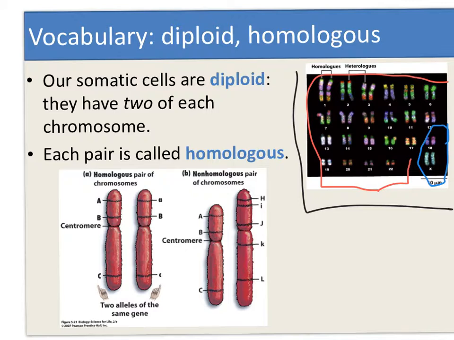Now, our somatic cells are diploid. They have 2 of each chromosome. One copy is from mom, one copy is from dad. Each pair is a homologous chromosome. In other words, they've got the same exact gene loci on the chromosome as the other one. They might have different alleles, but it's still the same genes on the chromosome.